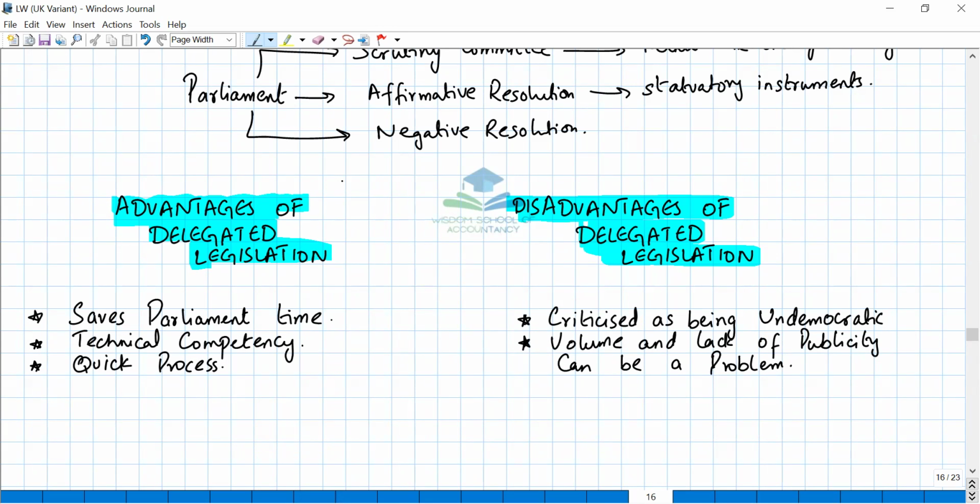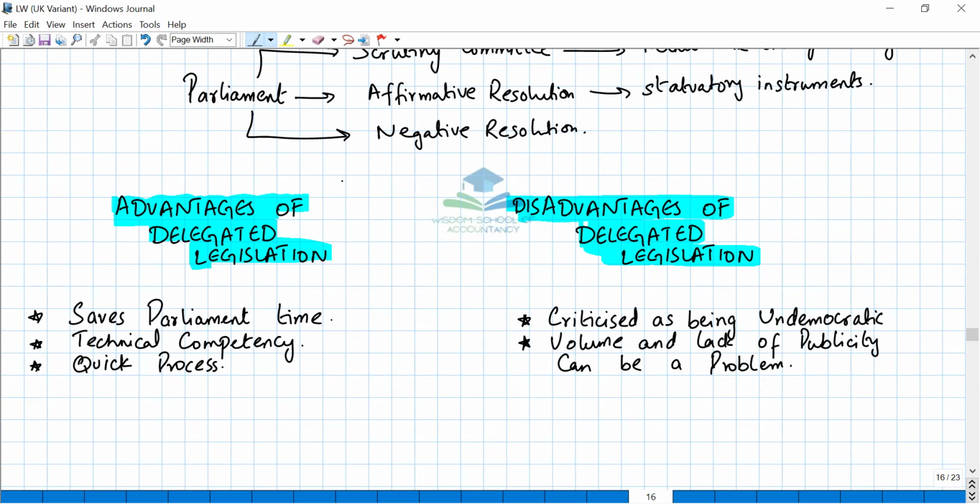Advantages are it saves parliament time, so the parliament can focus on the main issues. Technical competencies: the delegated bodies have the technical expertise, so they can create the right law. Quick process: delegated legislation is a quick process. Hundreds and thousands of laws can be created quickly with the help of delegated legislation.